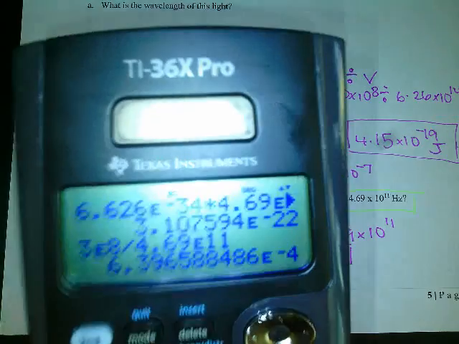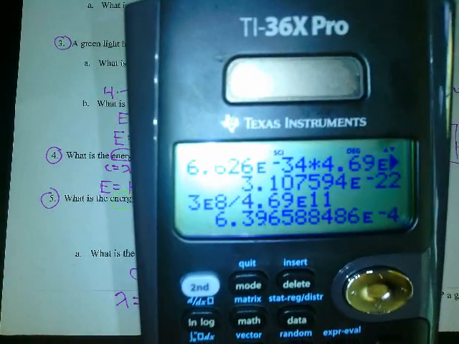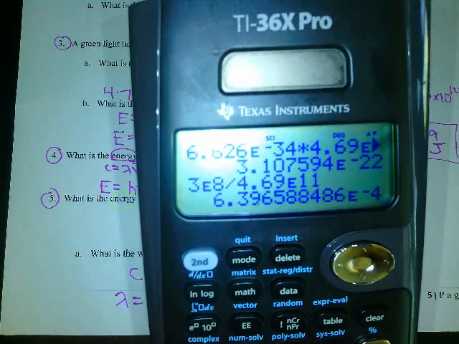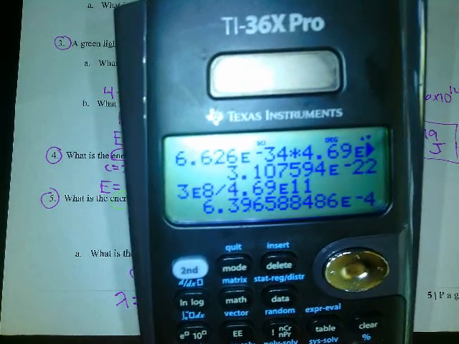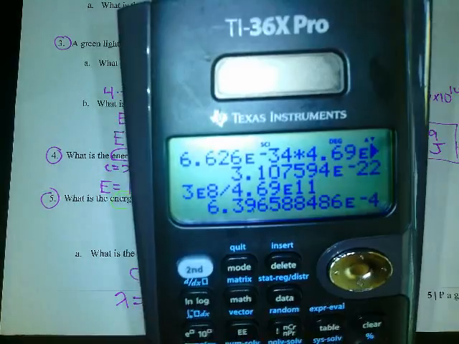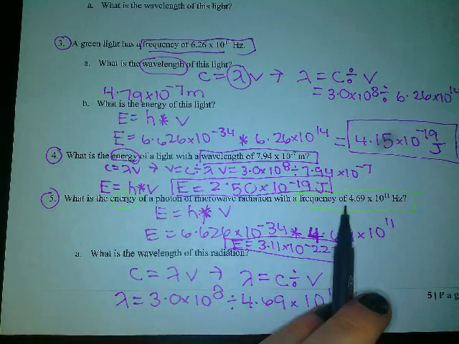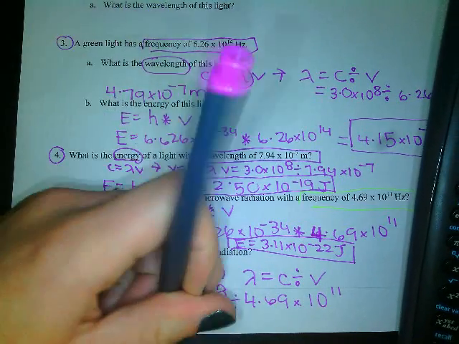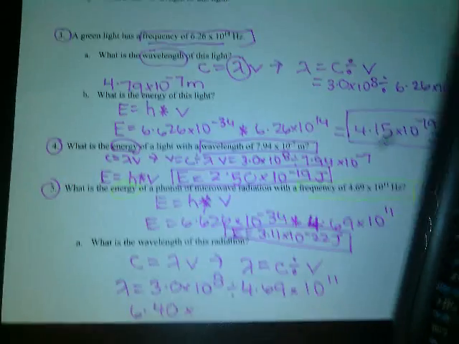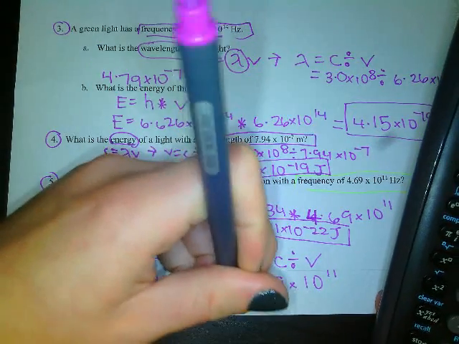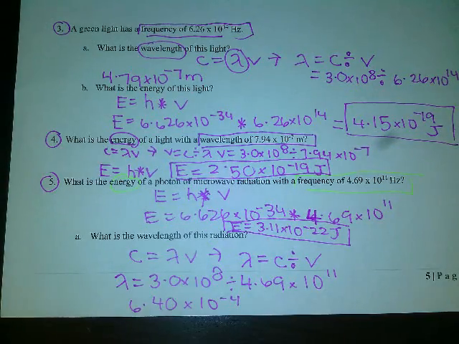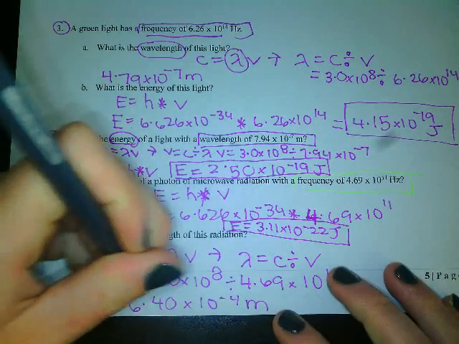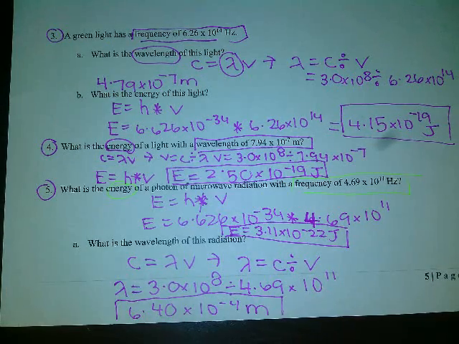Okay, there it is. With my sig figs, this is actually going to be 6.40, because that'll be my 3 sig figs. So that 9 will round up. 6.40 times 10 to the negative 4. And my wavelength, my unit for that is going to be meters. Always remember your units so you don't get points off for not including your units.